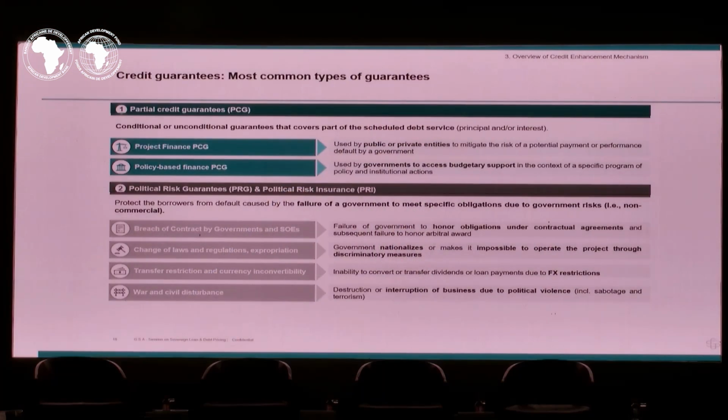And why do we say it's partial credit guarantees? Because usually the guarantor is not covering the full amount of the project. They might cover 60% or 80% or 90%, but it's very rare that the full amount of the loan is covered by the guarantee. What countries are usually doing is blending different guarantees. They can look at the World Bank, which is going to provide, say, 60% of the guarantee, and then go to other guarantors like ATI or ICIEC that will provide the remaining 40%.